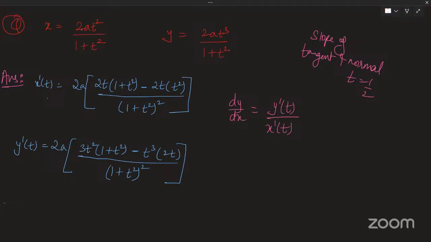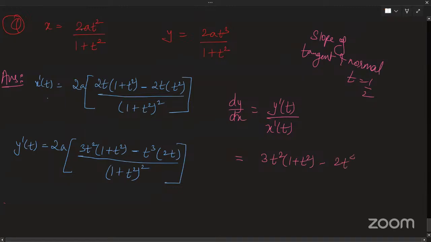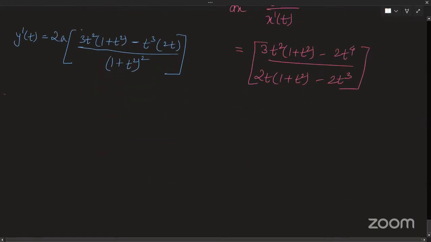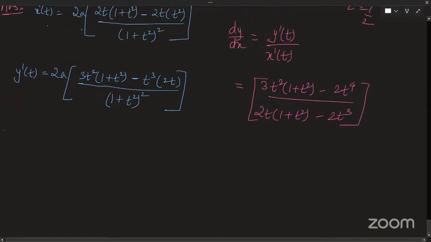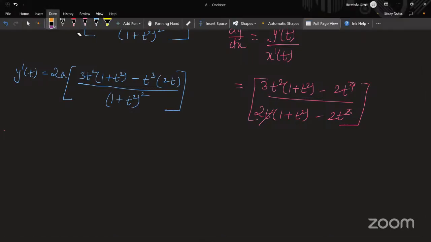Do I have a trick in this case? Just a very small calculation trick. If I divide y dash t by x dash t, I know that this 2a and this 1 plus t square whole square will get cancelled. So overall, I'll be just left with 1 plus t square minus 2t raised to 4 by 2t into 1 plus t square minus 2t cube. This is all I'll be left with. Can I take something out common from this? I can cancel out t, right? I'll cancel that out directly.